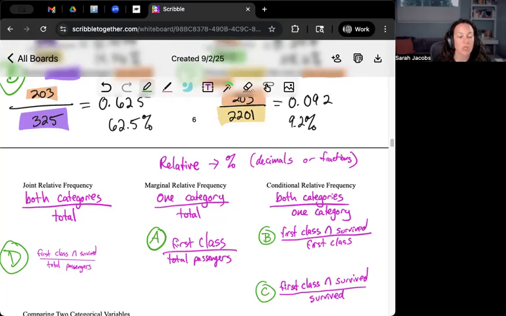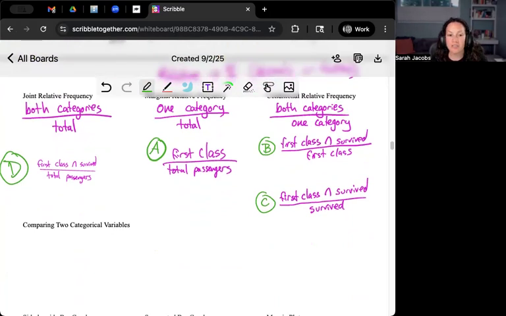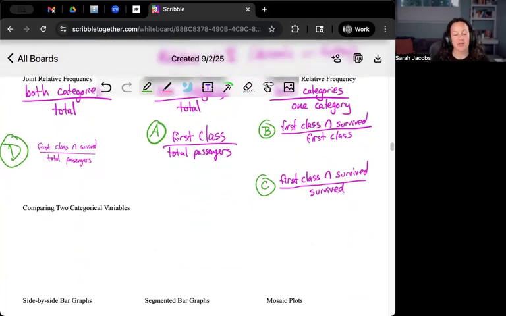Cool. So, why is this important? We're going to do a lot more with this second semester when we get into inference, but this is the start of it. When we're comparing categorical variables, we can start to get a sense of whether one affects the other. Does the class you're in on the Titanic affect your chance of survival? If you haven't seen the movie at this point, I don't feel bad spoiling it. It absolutely has an effect on your survival. So let's look at the math behind that.